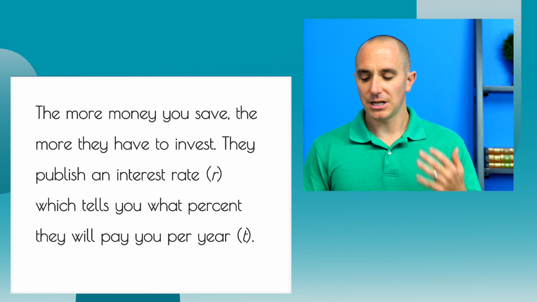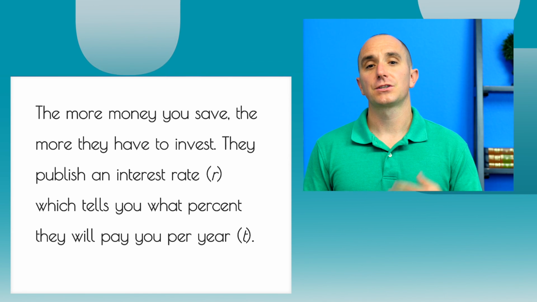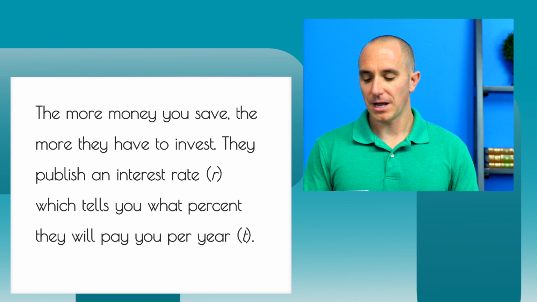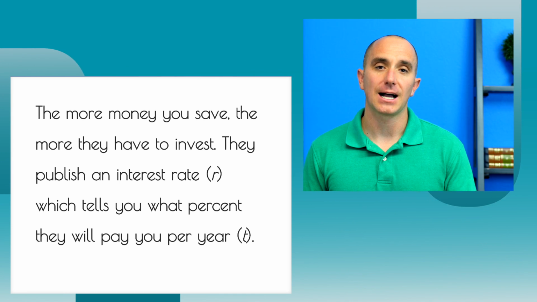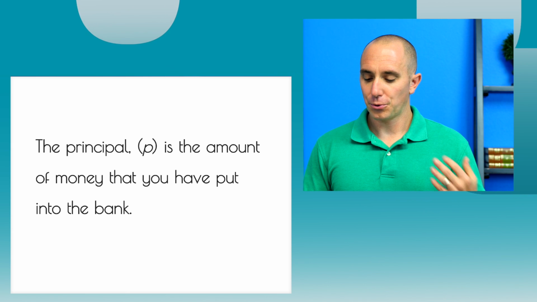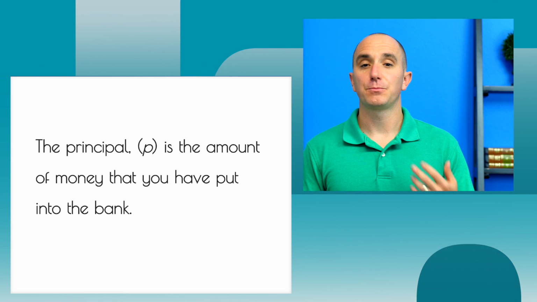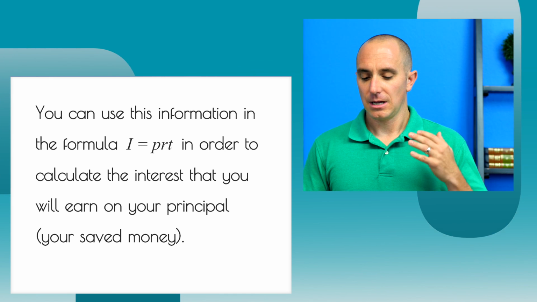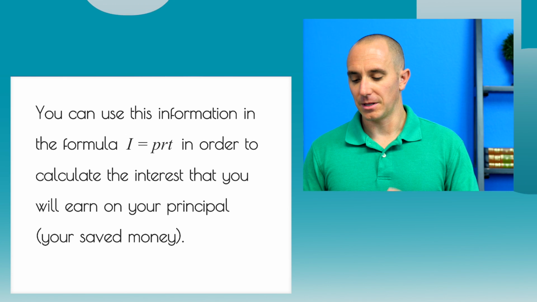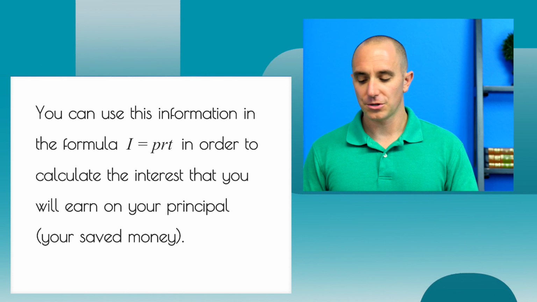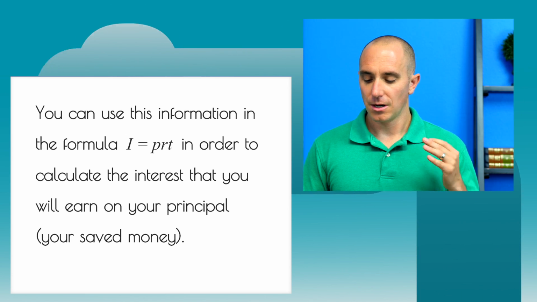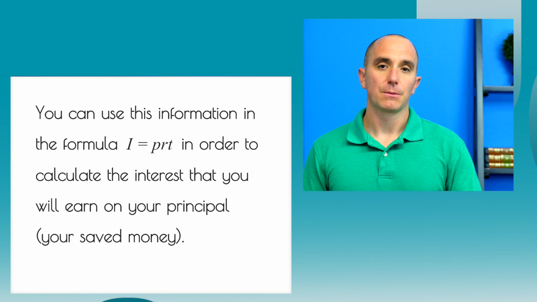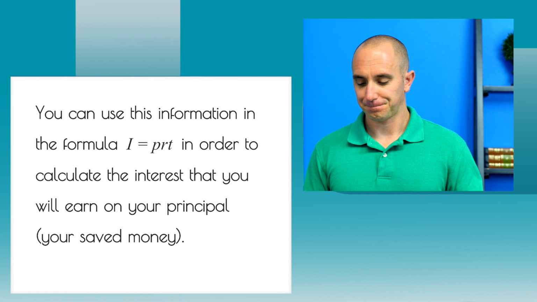All right, so they publish an interest rate, represented by R in our previous equation in the last video, which tells you what percentage they will pay you per year, which is represented by time. So the principal is the amount of money that you have to put into the bank. You can use this in the formula I equals PRT in order to calculate the interest that you will earn on your principal, or your saved money. And remember, it's interest equals principal times rate times time.